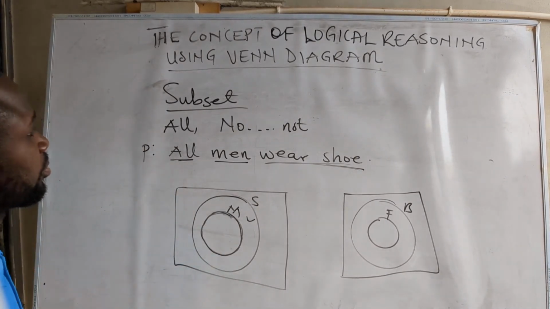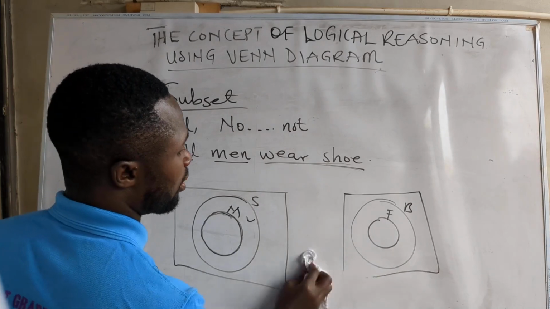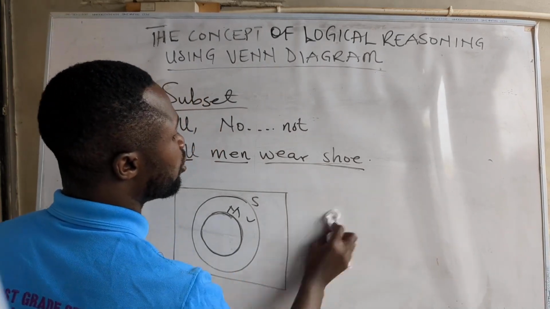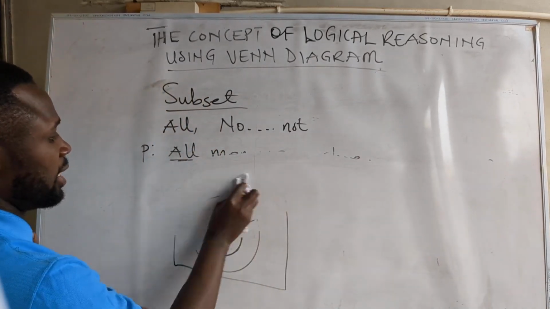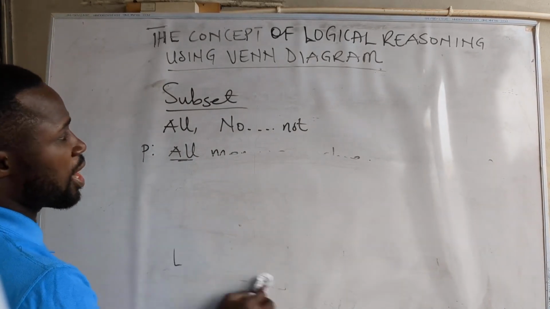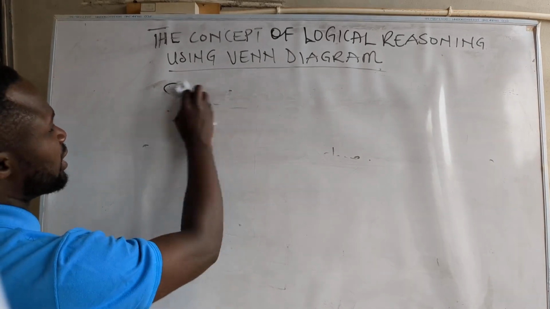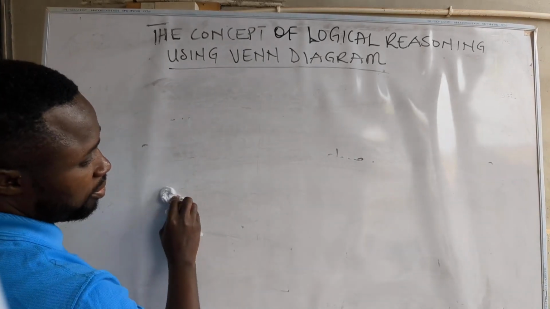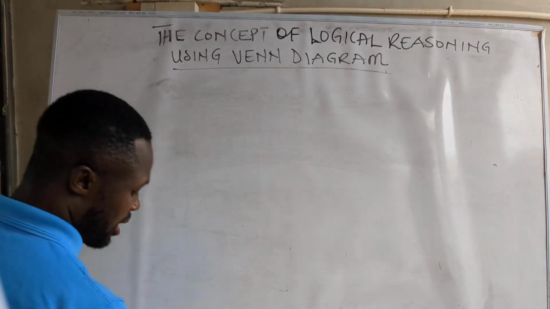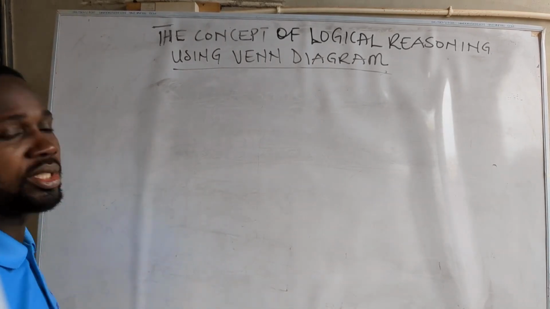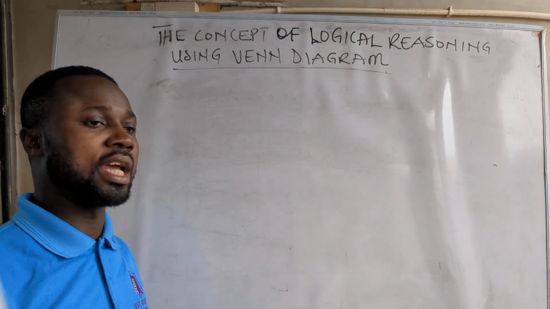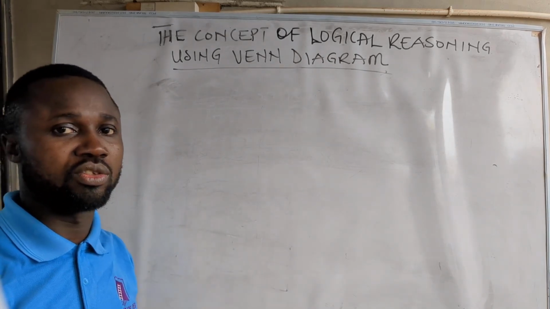So if no student does not wear uniform, what does it mean? It means every student wears uniform. Every student wears what? Wears uniform. So if the statement meaning is all, then it means that it's a subset. Okay, and if it's a subset, you put one into the other.